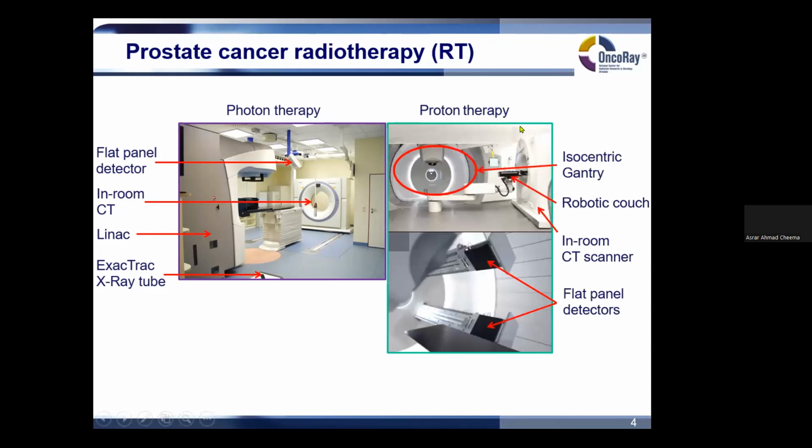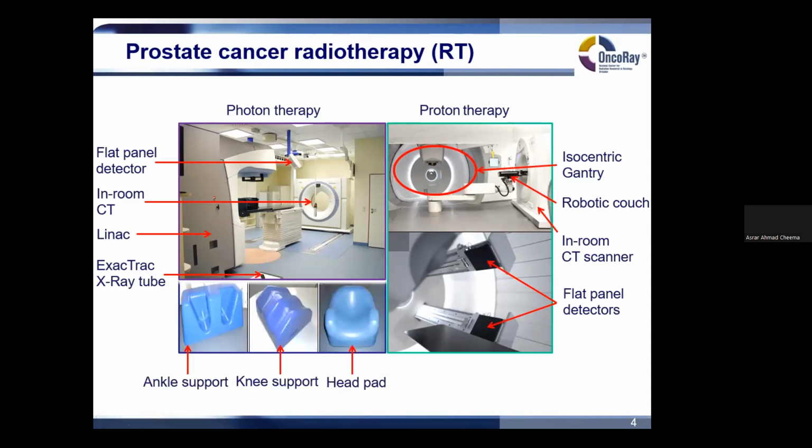At the same center, we also had proton therapy, where an isocentric proton gantry was used for the treatment of prostate patients. This proton therapy facility has a robotic couch, in-room CT scanner and 2D flat panel. Here, retracted flat panel detectors are shown for 2D patient setup before treatment. All patients were set up using ankle and knee supports as well as a head pad to get a reproducible prostate position.